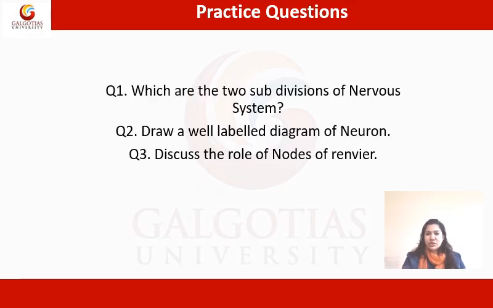Here are the practice questions. After this lecture you should be able to answer which are the two subdivisions of the nervous system. You should be able to draw a well-labeled diagram of a neuron, and you can also discuss the nodes of Ranvier and their function. So you can practice these questions.